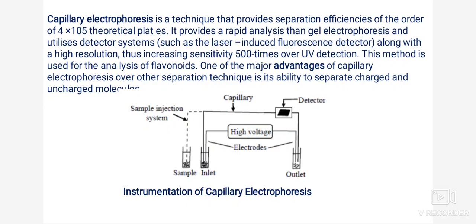These are the instrumentation of capillary electrophoresis: sample injection system, then inlet capillary, then high voltage electrodes, then detectors and outlets. Capillary electrophoresis has high separation efficiency. It is an alternate method for HPLC and the method is automated and fast, requires small sample size for analysis, and has the ability to separate both charged and non-charged molecules.